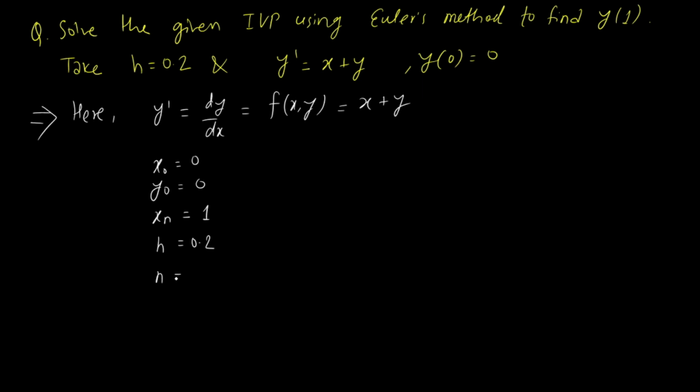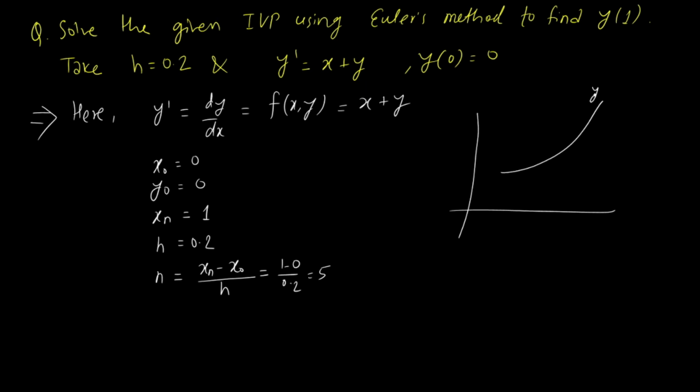Then we can write this formula, n equals (xn minus x naught) by h. This will give us n, that means the number of intervals, that is 1 minus 0 divided by 0.2 equals 5. Okay, so to solve this problem, draw something like this.